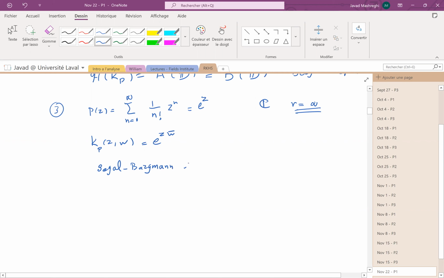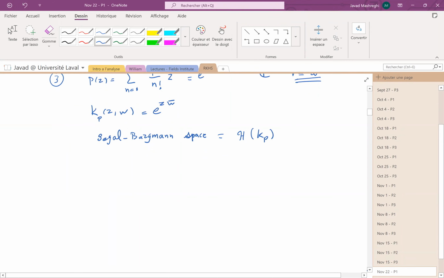Segal-Bargmann space. I mean, I stay with our notation HKP, but for Segal-Bargmann there are, I mean, I didn't introduce in chapter 1 when we discussed several examples, but that's indeed a good example to add at the very beginning by introducing some integrals to define its norm.